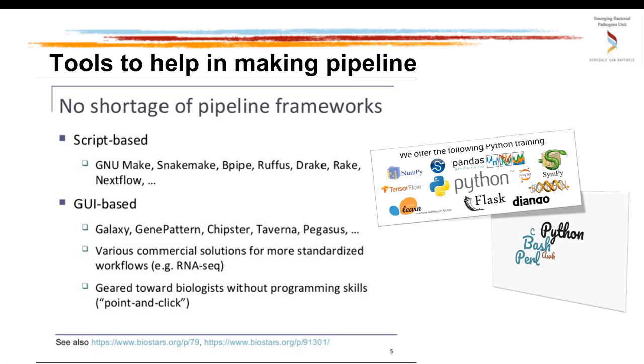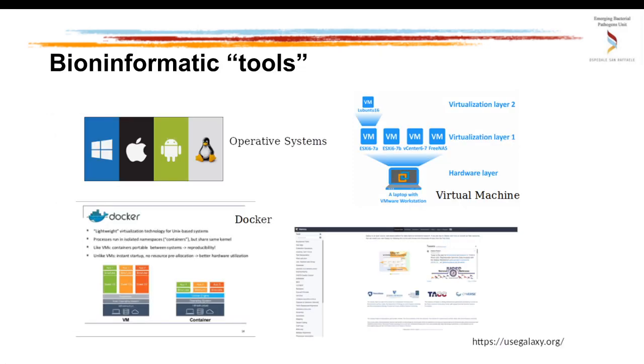Then we have also GUI, so graphical user interface based. We know Galaxy, GenePattern, Chipster, Taverna, Pegasus, among others. There are also commercial solutions, for instance, in order to perform RNA-seq. And also, they are very nice, very important, because they are very useful for people, biologists, who have no programming skills. So just install and click in order to perform the analysis. So now let's go in depth.